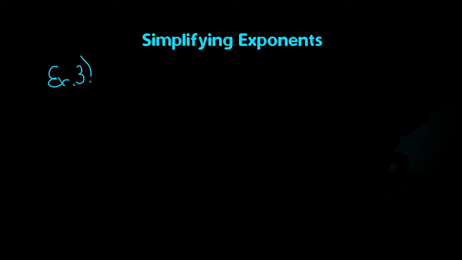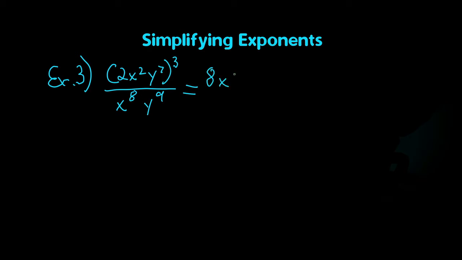For example 3, we'll use a little more chunkier problem. 2 times x to the 2nd power times y to the 7th power whole cubed over x to the 8th power and y to the 9th power. First step, of course, is to distribute the cube. So 2 to the 3rd power is 8, and 2 times 3 is 6, and 7 times 3 is 21.